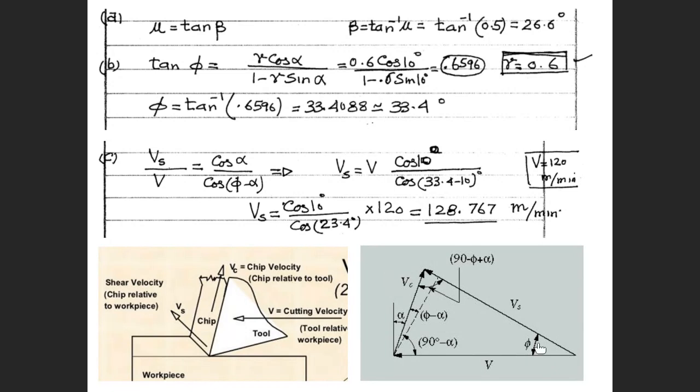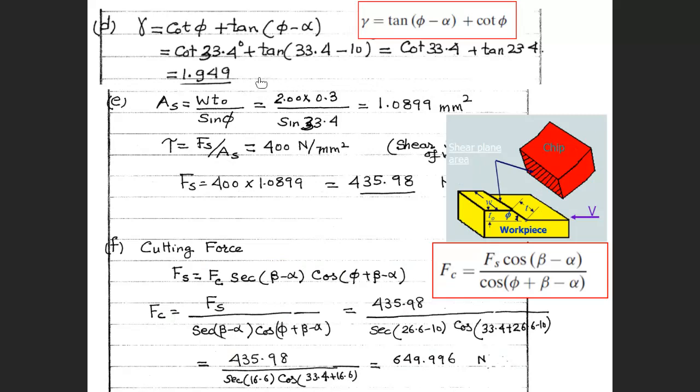Vc divided by sine phi equals any of these two, because now both are known, divided by the cosine of the corresponding angle. In this way you can obtain Vs and also Vc. Next is shear strain. The shear strain equation is gamma equal to tan(phi minus alpha) plus cotan phi. Alpha and phi we know, then you can obtain it.